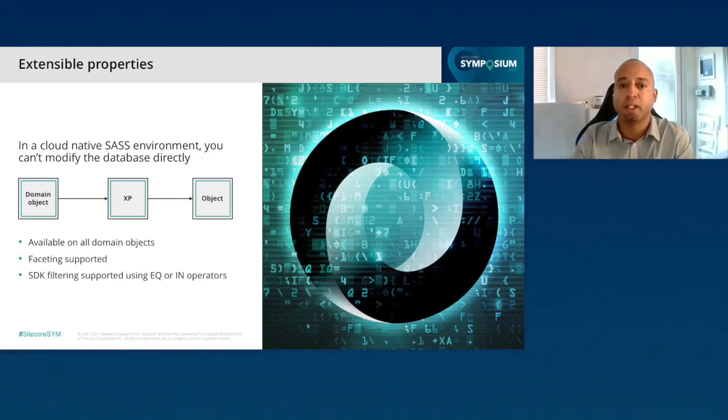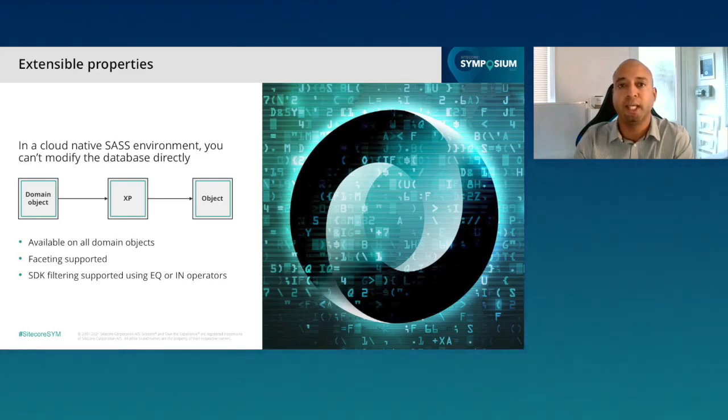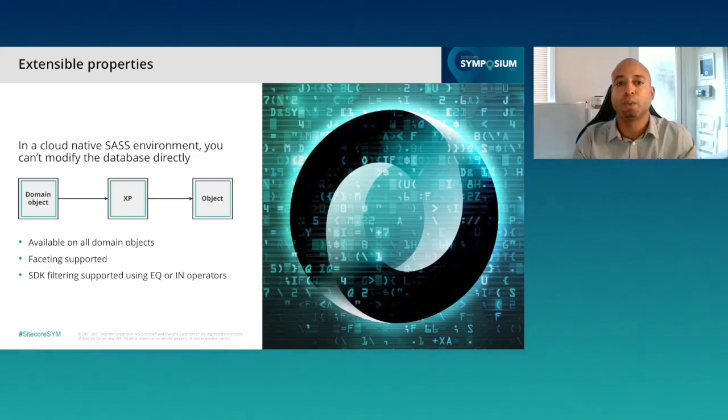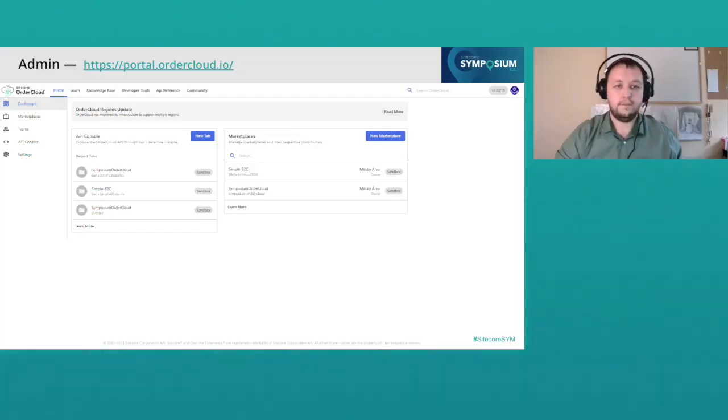When it comes to querying custom structured data, there is full support in the APIs and SDKs for performing faceting and querying using equals or in logical operators. You can get started on OrderCloud portal, which is available at the portal.ordercloud.io address. You can register for free and start playing in your sandbox environment for free.